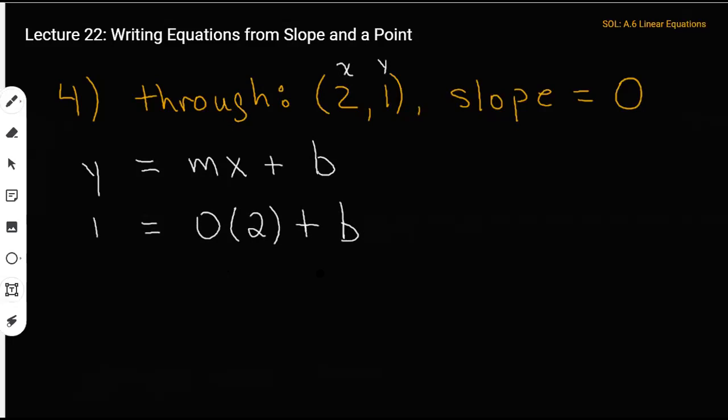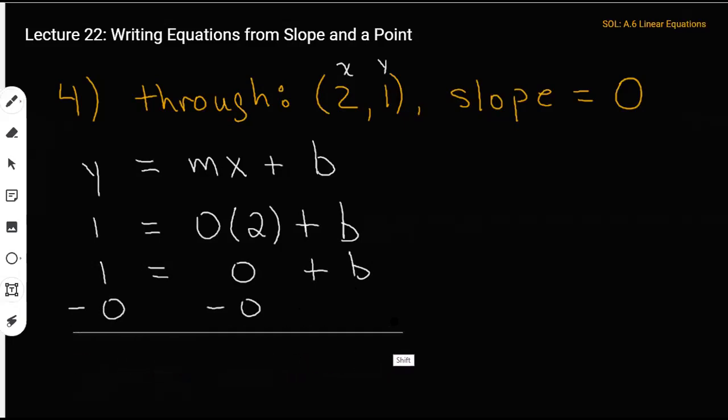Okay, so 0 times 2 is going to give me what? Yep. If you multiply anything by 0, you will get 0. So now I've got 1 equals 0 plus b. So 1 is going to be equal to b. Yep. If you want to, you can subtract 0 from both sides, but that's actually not going to change anything, as you'll find out. 1 minus 0 is going to give you 1. So now I know what b is.